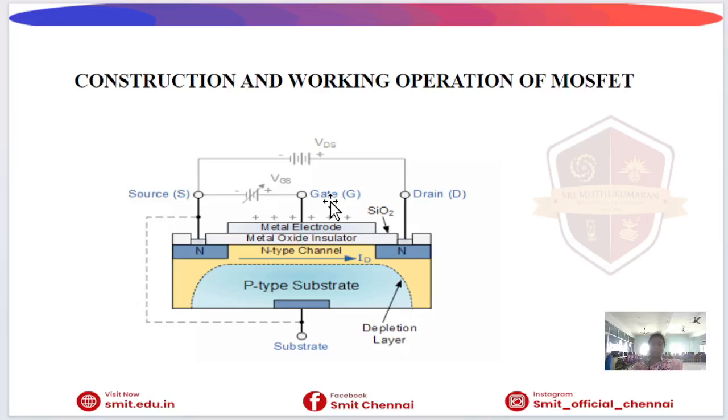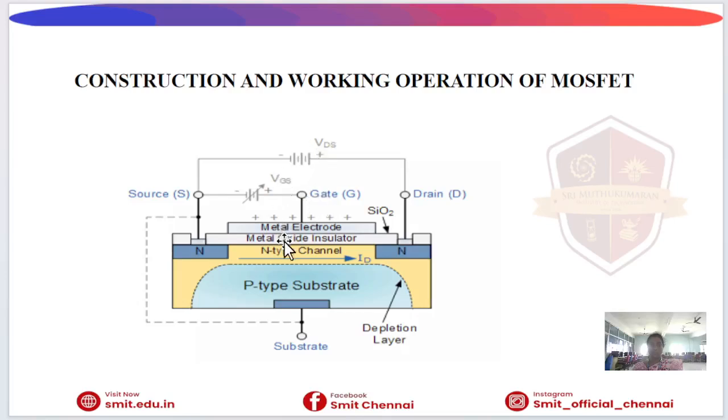Now the construction. Observe the MOSFET structure carefully. The main components are the source region, the drain region, and the gate terminal. The source region is a highly doped semiconductor region. The drain is another highly doped semiconductor region, and the gate is placed above the channel.